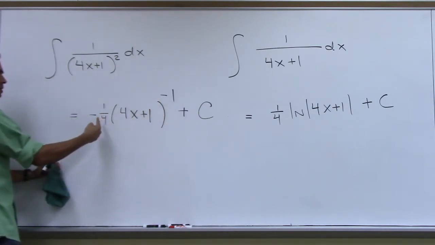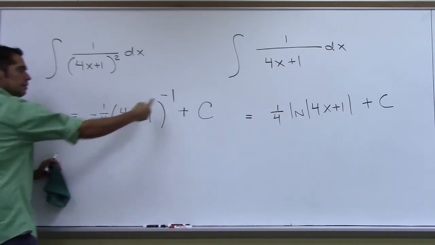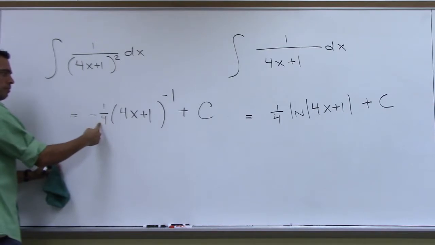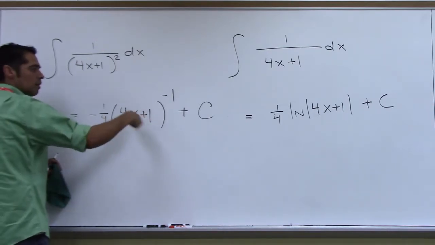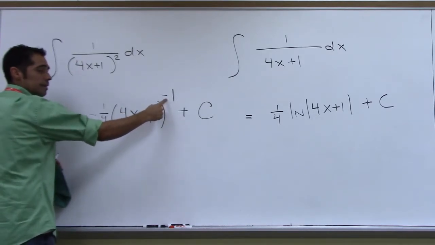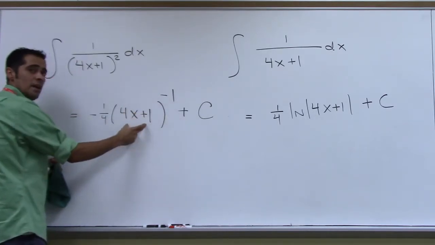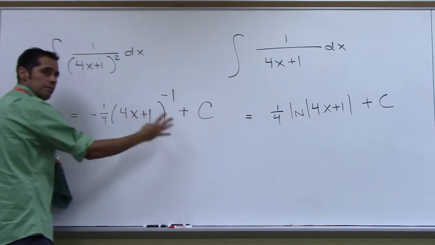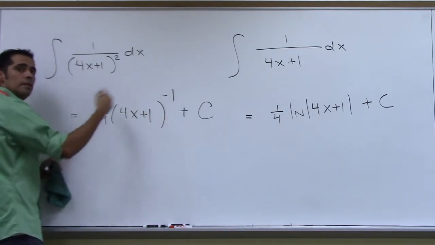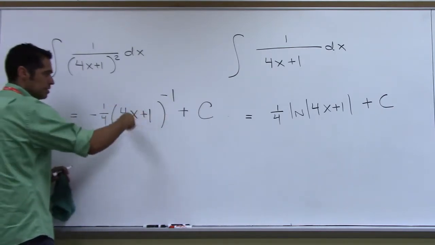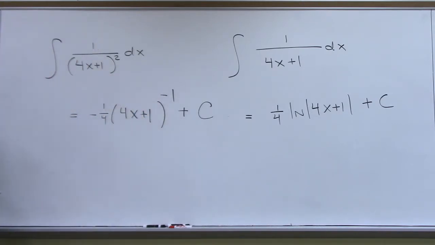This comes out, right? That becomes a what? Positive 1/4. Okay. Then this raised to what power? Negative 2. Then the derivative of the inside, which is 4. The 1/4 out front and the 4 cancel, and all you're left with is this to the negative 2, which is this.